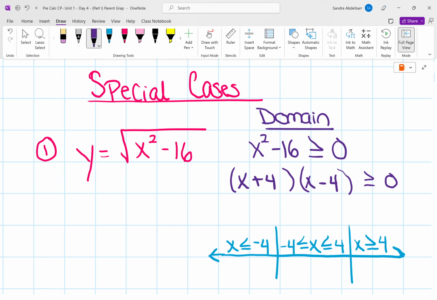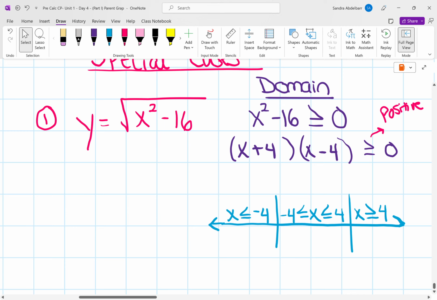Now, when I test, do I want my product to be positive or negative? Positive. We need it to be positive. Why is it going to be positive? Because we want this to be greater than 0. If it's greater than 0, that's positive. Greater than or equal to 0 is positive. So now I'm going to pick a number that's less than negative 4. What's a number less than negative 4?